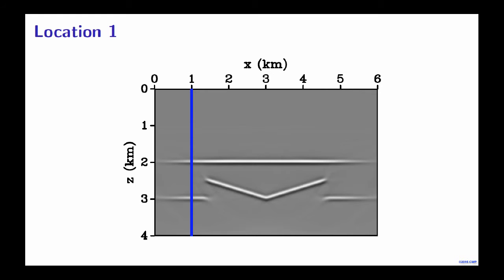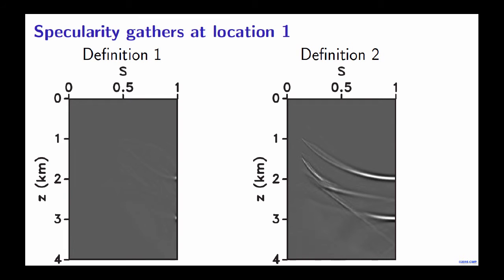At this location, represented by this vertical blue line, the line passes through only a reflection point, no scatterers. So what we should expect here is most of the reflection energy coming from this point focused towards higher specular values. And these are the specularity gathers computed using the two definitions.